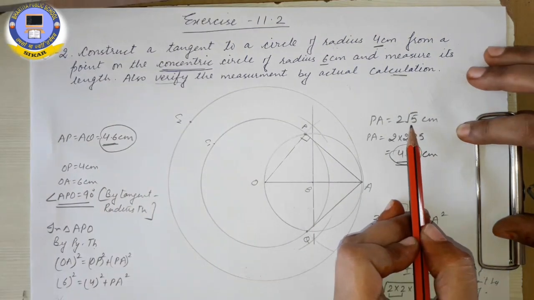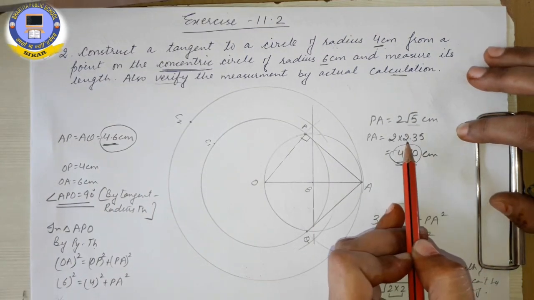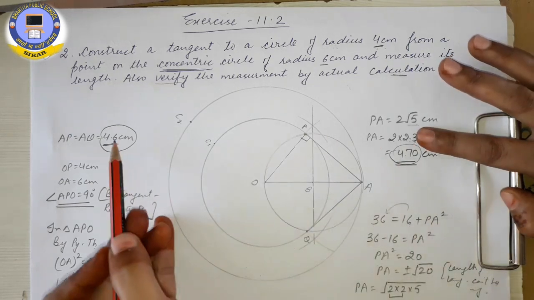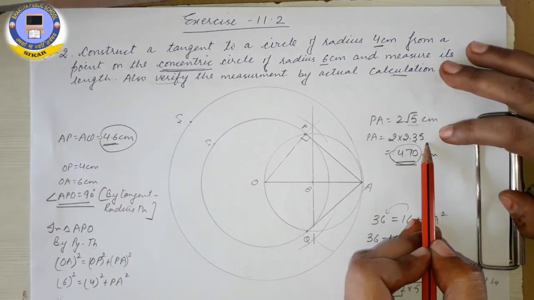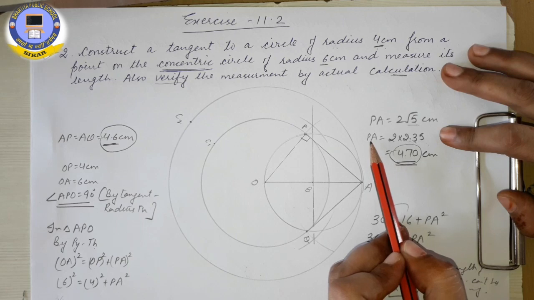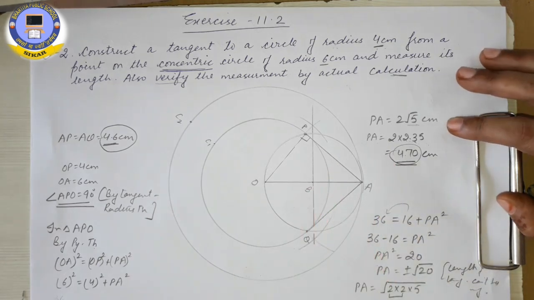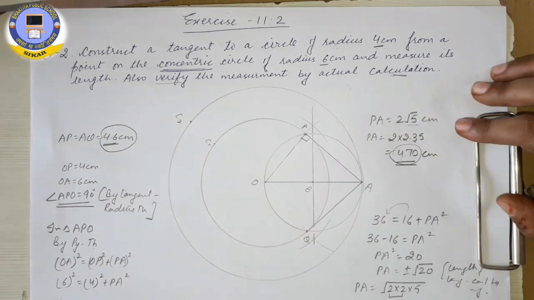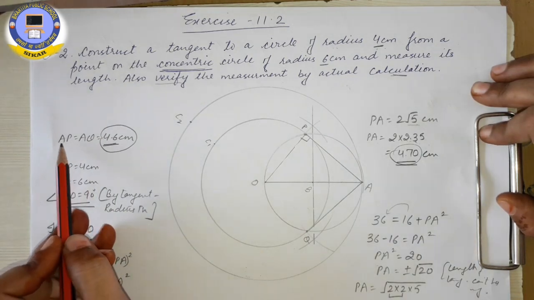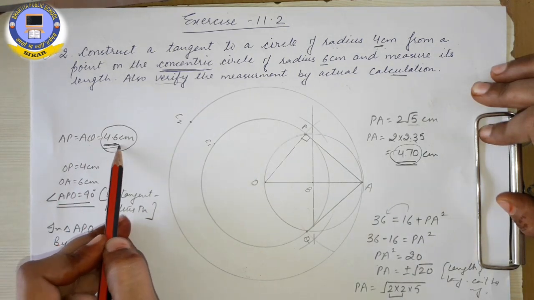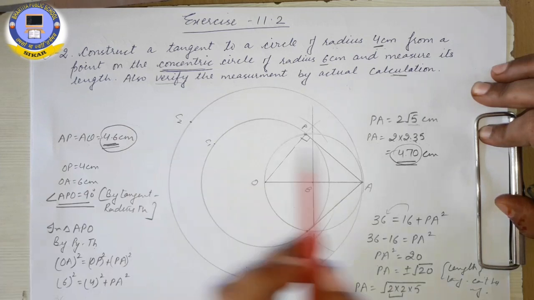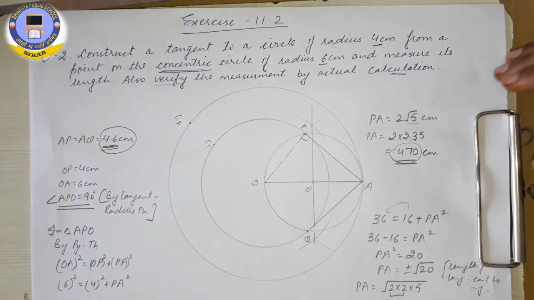If we take the value of under root 5 as only 2.3, then it will be exactly the same. But we should take up to 2 decimal places. So length of PA is 4.7 centimeter by actual calculation, and by measurement length of AP and AQ is equal to 4.6 centimeter. So both are approximately same. That means our construction is correct.